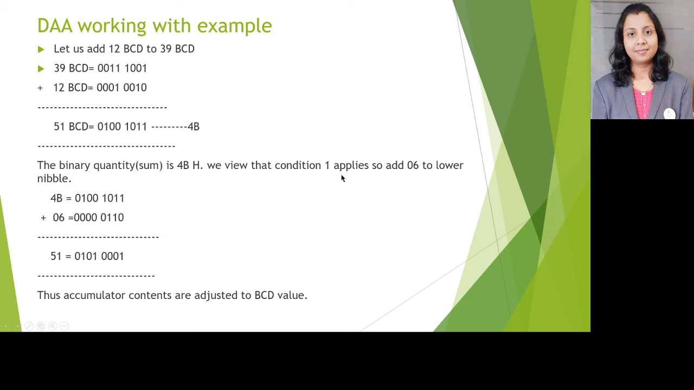We see that condition 1 applies, so add 06 to the lower nibble. The lower nibble here is B and the higher nibble is 4. Lower nibble is B, it is greater than 9, hence we will be adding 6 to the lower nibble of the accumulator. So we will be taking 4B, that is 0100 and 1011. 06 is represented in the form 0000 and 0110. So the addition will be 51. Thus accumulator contents are adjusted to BCD value.